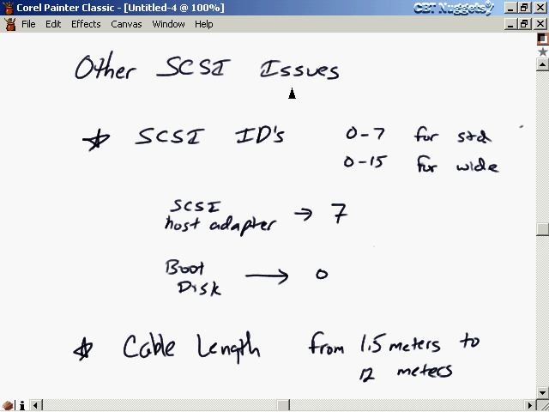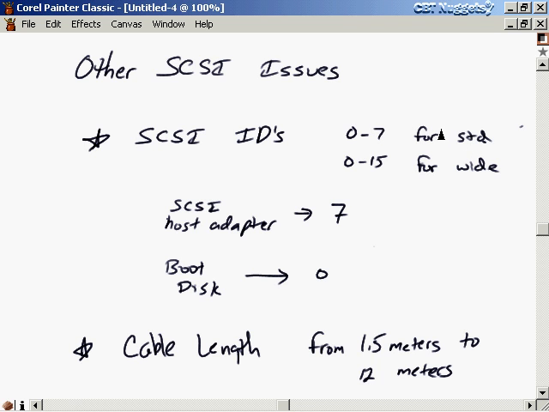Let me just talk about a couple other SCSI issues here that cause problems sometimes. One of them is the assignment of SCSI identification numbers. The identification numbers available for standard SCSI are from 0 to 7, so there's 8 identification numbers there, and the SCSI identification numbers for wide SCSI is from 0 to 15, so there's 16 identification numbers there. Now, earlier I told you that you could only hook up 7 devices to standard SCSI and you could chain together 15 devices for wide SCSI, but I just told you there's 8 ID numbers for standard and I said you could hook up 7 devices.